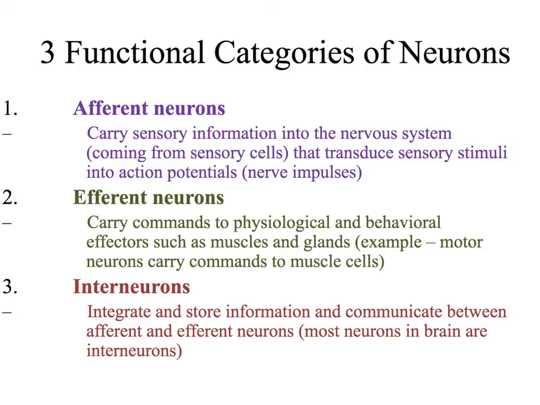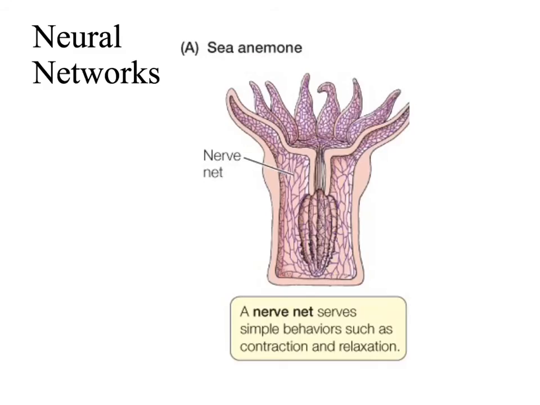And then you have interneurons. And these are the ones that are found in the brain. Most neurons in the brain are interneurons. They integrate and store information, and they communicate between afferent and efferent neurons.